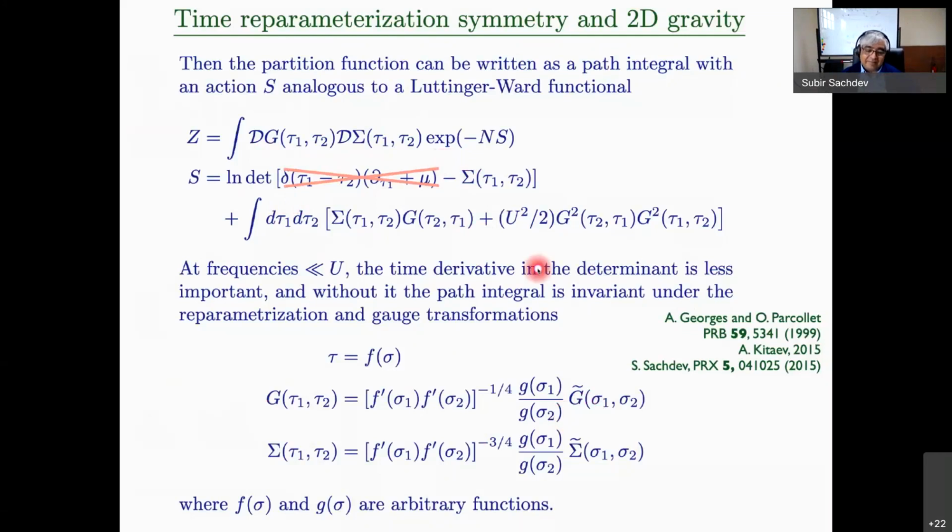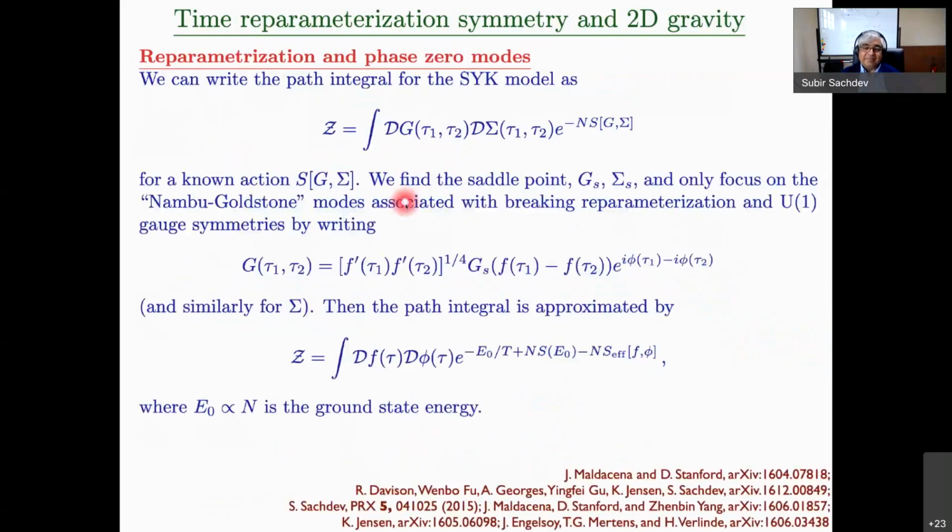Okay, so that's basically the important observation. The other important observation is that the saddle point itself is not time reparameterization invariant, for the simple reason that the saddle point only depends on the difference of two times.